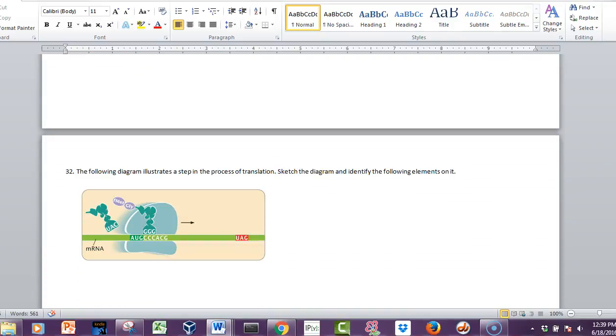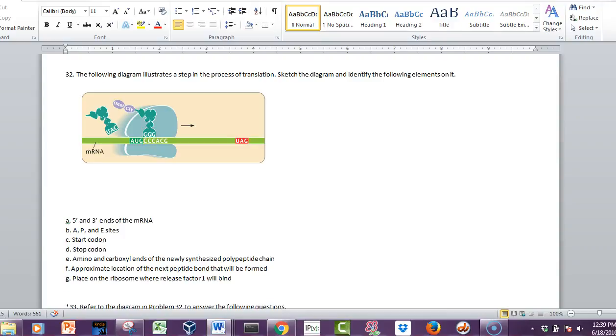I just threw that genetic code table in there so we'd have one. And then we're just thinking about how translation works. Here's a picture of a ribosome in the process of translation, and you need to label a few things.